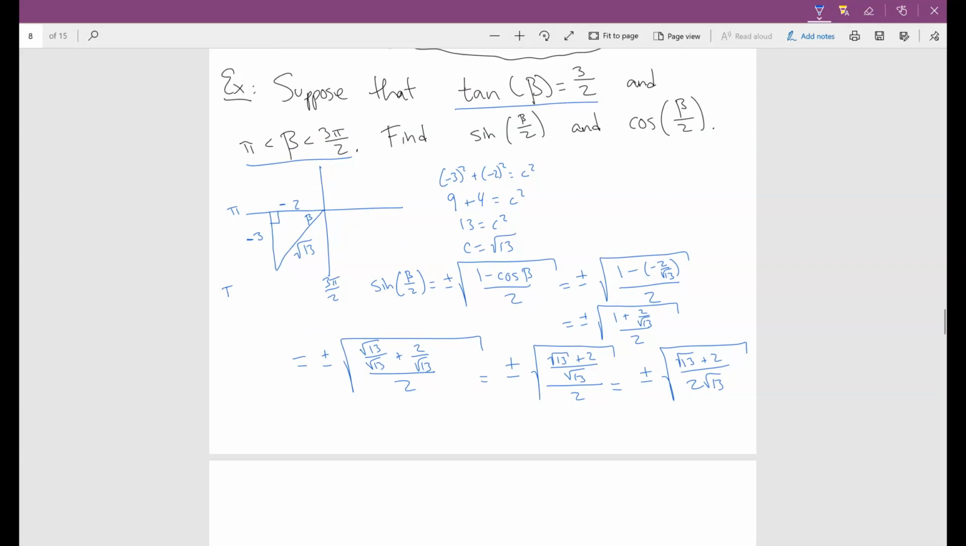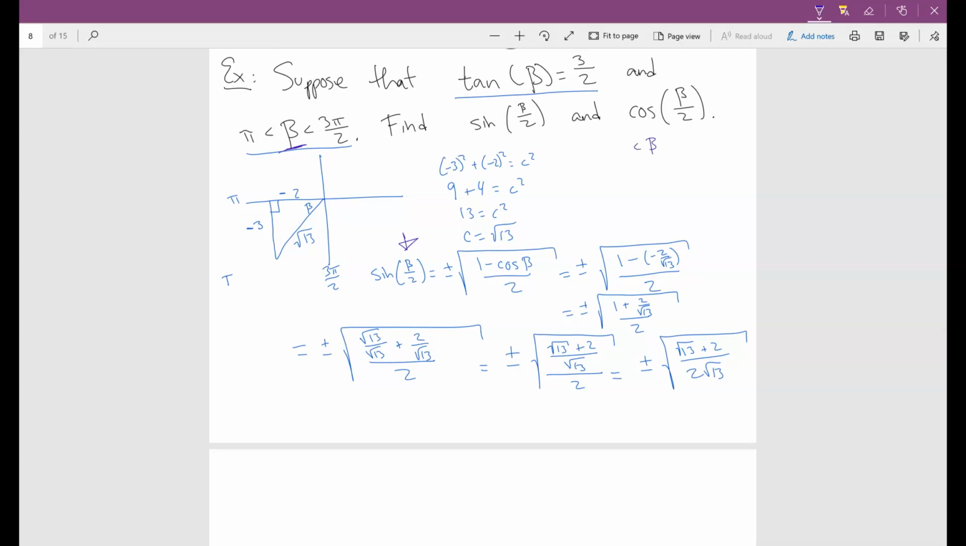Because it's plus or minus, remember that we're looking at beta over 2, not beta. So if you look at beta, beta right now is between pi and 3 pi over 2. Now what we want is beta over 2. So how do I get beta over 2? Well, we get beta over 2 by dividing everything by 2. So I'm going to divide this guy by 2, and I'm going to divide this guy by 2. So you're going to get pi over 2, beta over 2, and then 3 pi over 4. Pi over 2 is right here, and 3 pi over 4 is right here. So beta over 2 lies in here, which means that it's in quadrant 2.